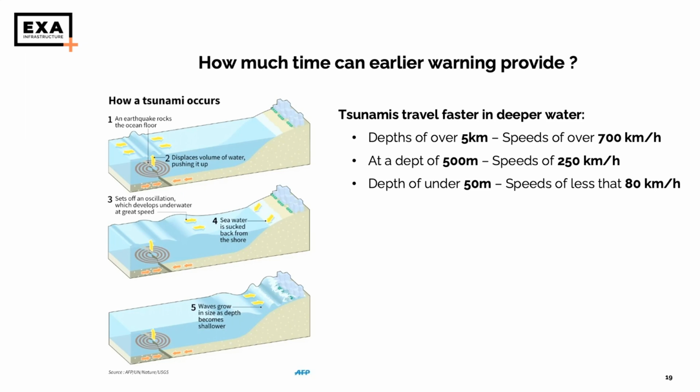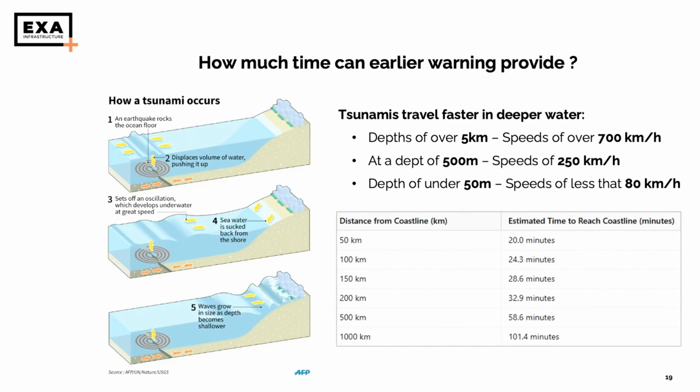And then converting all this into times, if an earthquake occurs about 50 kilometers from the coast, you've got at least 20 minutes warning. If it's 500 kilometers from the coast, you've got about an hour's warning. Or if it's 1,000 kilometers from the coast, you've got about an hour and a half.